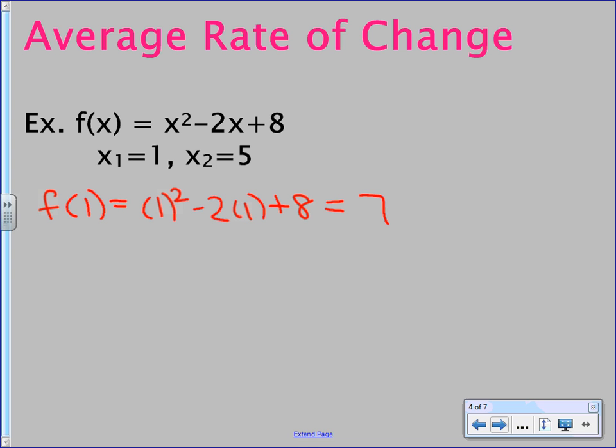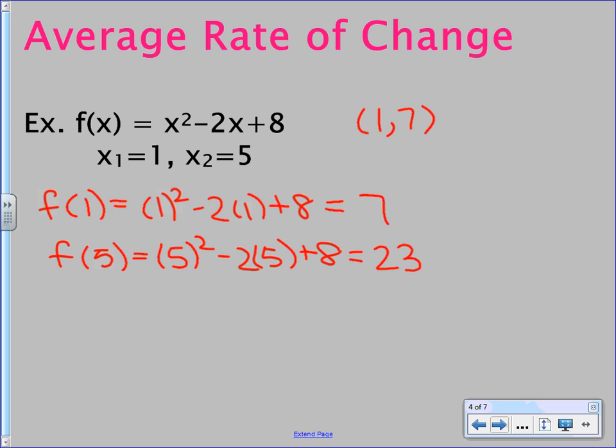One minus 2 plus 8. F of 5 is what? 23? Okay. So we are looking at the coordinates 1, 7 and 5, 23.